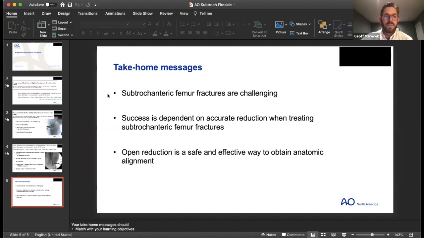And so an open reduction, I think, is really useful. These are hard cases. Trying to do these all closed is going to really challenge you, but when you get an accurate reduction, you're going to have good results, and an open reduction is a safe and effective way to do that.